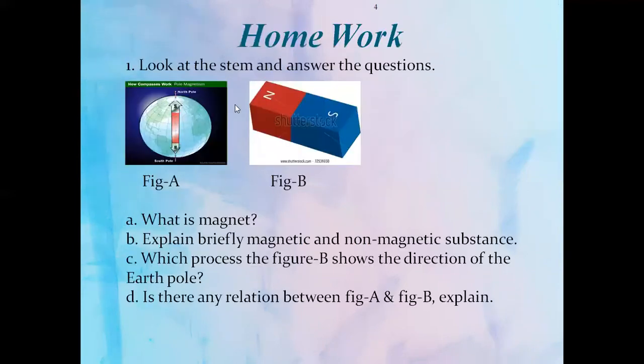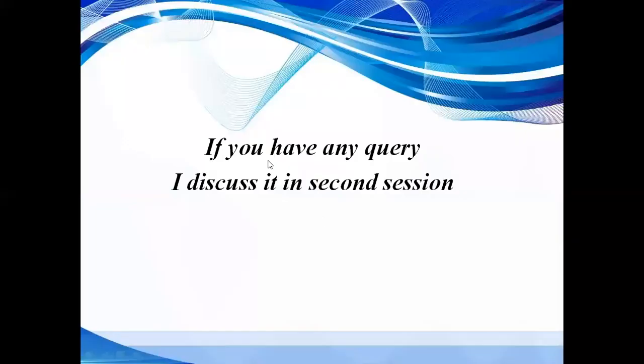And some homework: there is one creative question for homework. Two pictures, and the question is: A, what is a magnet? B, explain briefly magnetic and non-magnetic substances. And C, which pole in figure B shows the direction of the earth's poles? And is there any relation between figure A and B? Explain. If you have any query, I will discuss it in the second session, or reply in the dashboard.